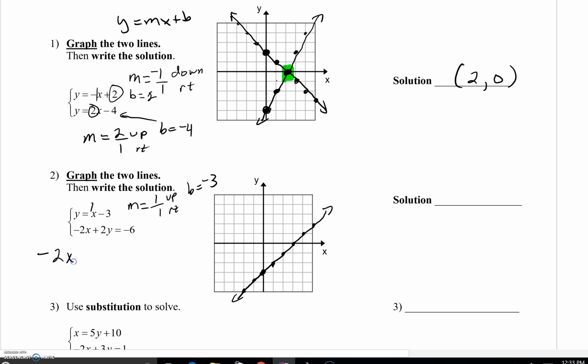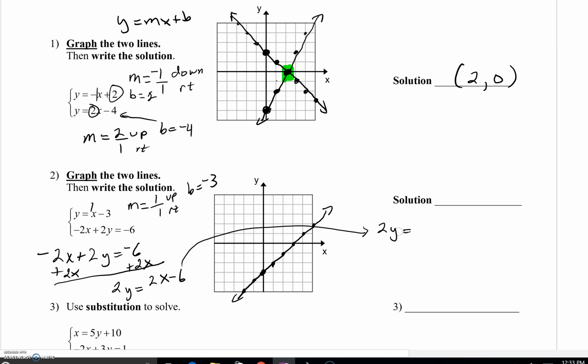The second equation, however, is going to take a little bit more effort. I don't have y all by itself. I need to solve for y. I always add or subtract first. I will add a 2x. I'll have 2y is equal to 2x minus 6. Let me re-copy this line right over here. It only takes a moment as you're solving. When you divide by 2, you're quickly going to see that you have the same line. You have y equals x minus 3.